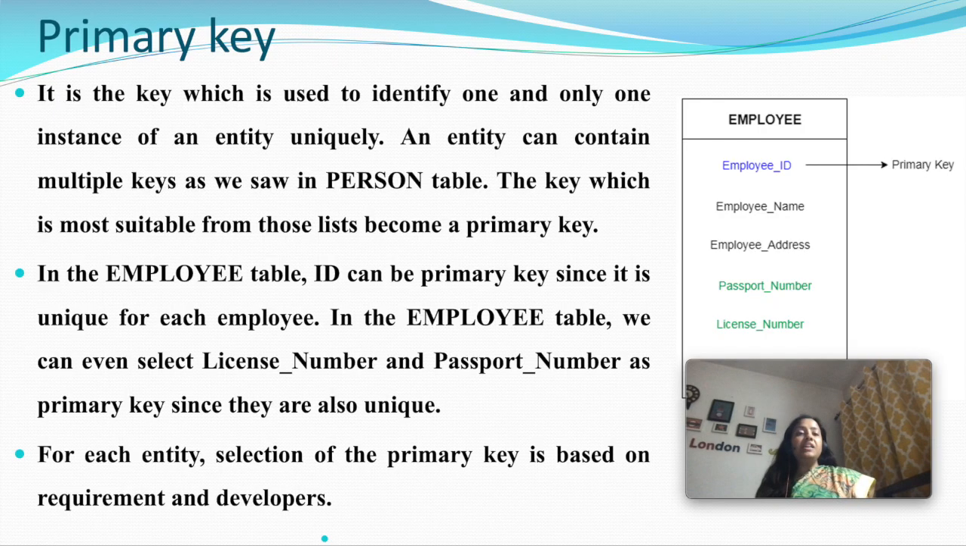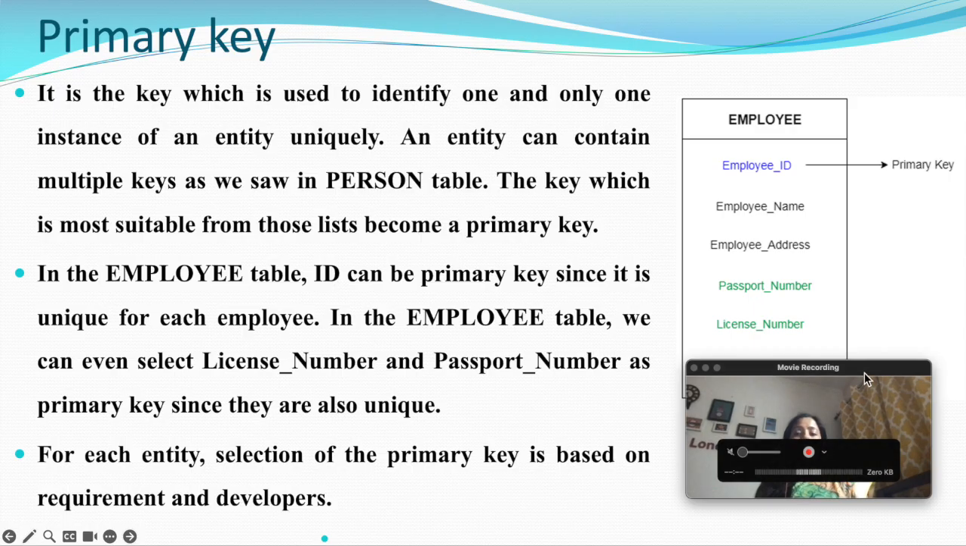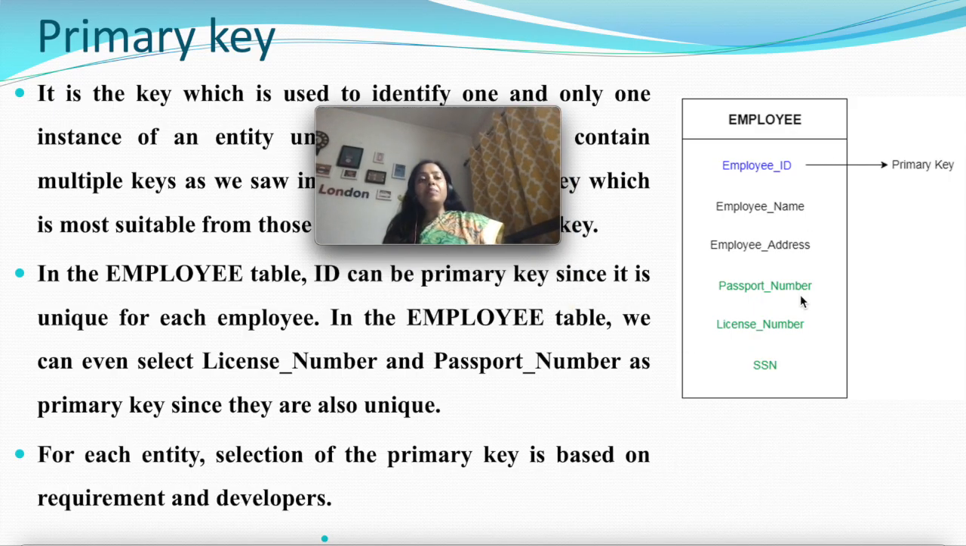The next type of key is a primary key. Now, a primary key is the key which is used to identify one and only one instance of an entity uniquely. An entity can contain multiple keys, as we saw just before, right? In this table, there are multiple candidate keys: employee ID alone, passport number alone, license number, SSN number, all of these can be considered as candidate keys. Now, we can say that any one of the candidate keys can be chosen as the primary key.